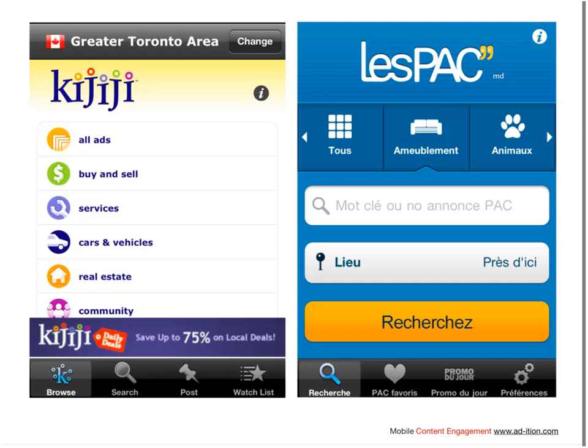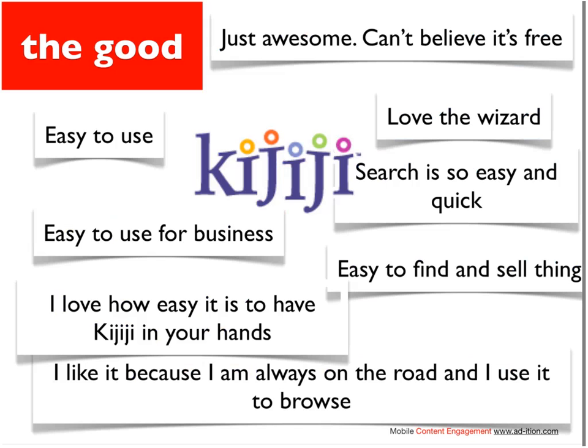But let's go in and take a look at what people are saying about these applications. And again, remember, these are the big leaders in our marketplace. Some of the things we pulled out are common commentary from customers who were using the apps, to show you some of the things they were honing in on. The fact that it's free, easy to use. Kijiji provides people with a wizard to help them navigate through the application. Search is quick and easy for businesses. We had a lot of business owners weighing in as well. People like the fact that it's portable. They're on the road and they can use it and browse, which are all really positive things to hear.